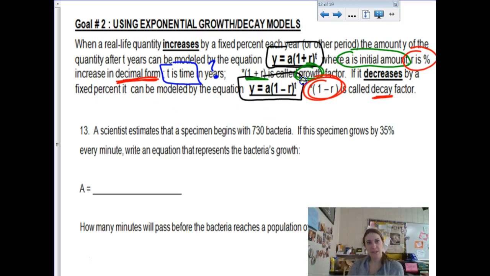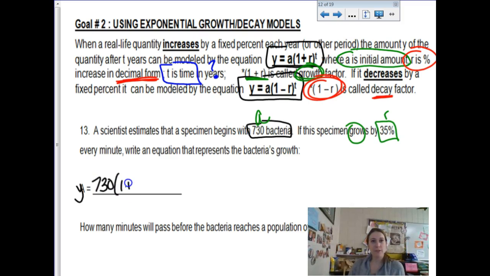So this question says a scientist estimates the specimen begins with 730 bacteria, so that's our initial value a. And it grows, so there's a keyword there for using the growth formula, by 35%, so that's the r. So writing our equation, they started with capital A for amount. It doesn't really matter, y, capital A, whatever you want. But the initial amount, the lowercase a for this formula, was 730. And then we're growing, so it's 1 plus 0.35 to the t power, x power, whatever you want to say.